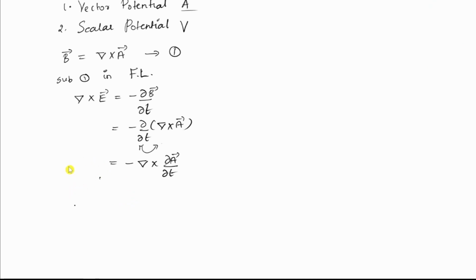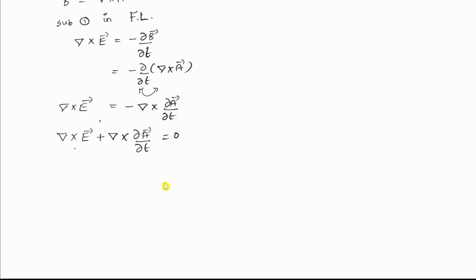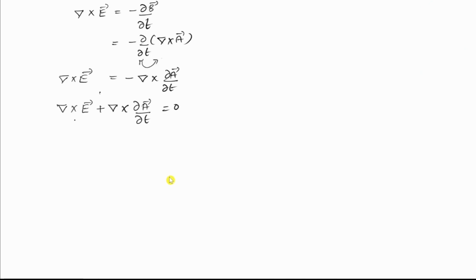Okay. So let us write the left hand side also. So bring this to the left hand side. That is del cross E vector plus del cross dou A by dou T, that is equal to 0. Now in both the terms we have del cross in common, so we can take it outside the bracket. Del cross E plus dou A by dou T, that is equal to 0.